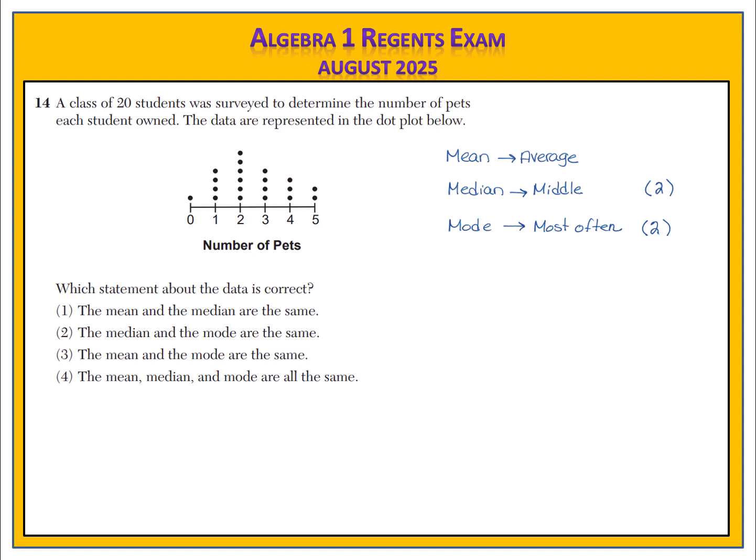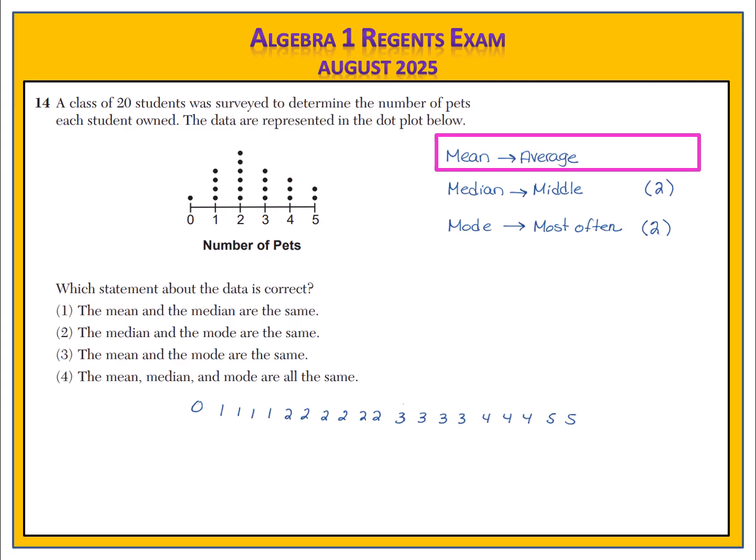Now we need to find the mean, the average. The average is when we take all of the numbers, add them up, and divide by how many there are. When we add all 20 of those numbers up, we see that they add up to 50. There are 20 numbers altogether.